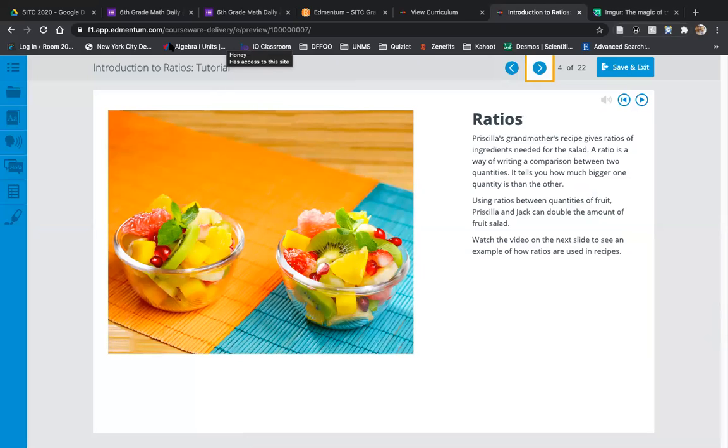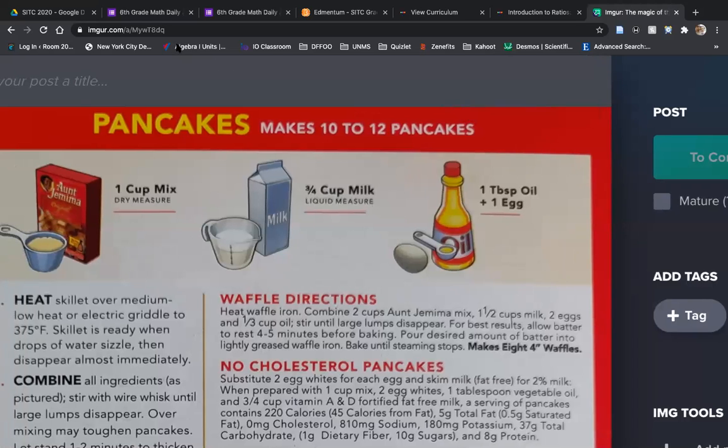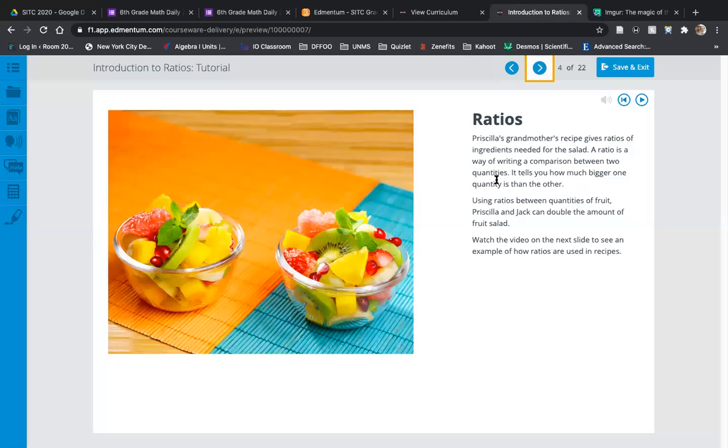It says, Priscilla's grandmother recipe gives ratios of ingredients needed for the salad. A ratio is a way of writing a comparison between 2 quantities, right? That's all a ratio is. So for example, going back to the pancakes, I could say a ratio here is 1 cup of mix to 3/4 cups of milk to a tablespoon of oil and 1 egg. It's just kind of a comparison between different things. Now, a ratio is a way of writing a comparison between 2 quantities, so how much bigger one quantity is than the other, right? So numbers are involved.